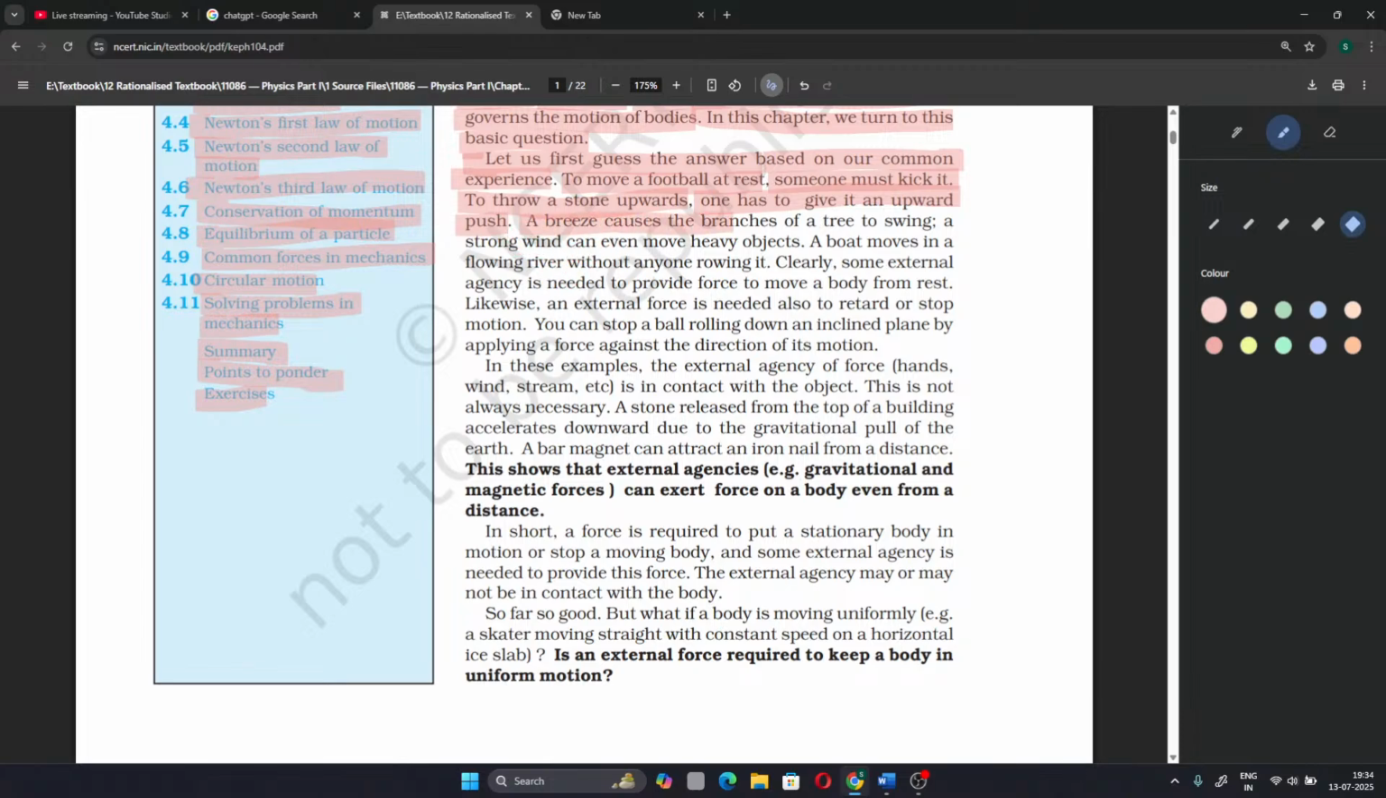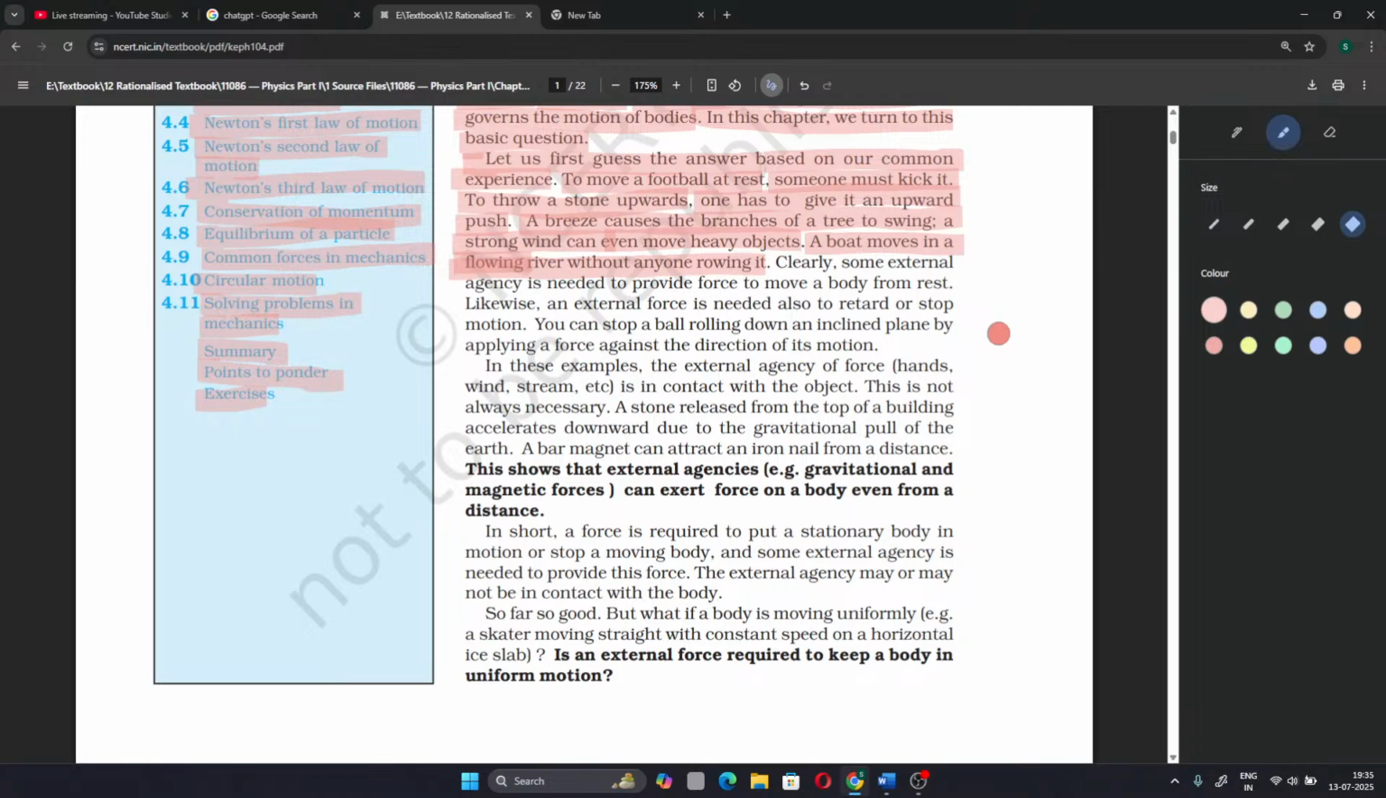A breeze causes the branches of a tree to swing. A strong wind can even move heavy objects. Wind energy, wind turbines, windmills, they move through wind only. A boat moves in a flowing river without anyone rowing it. This is not talking about wind forces here; they're talking about the moving water in a flowing river. In a flowing river, the boat moves.